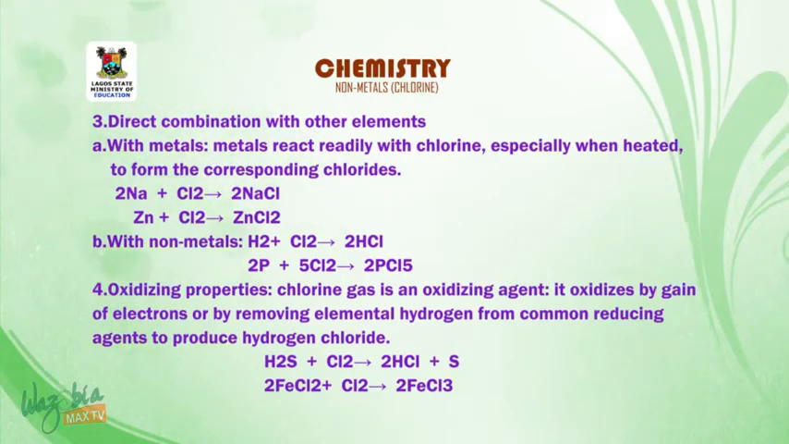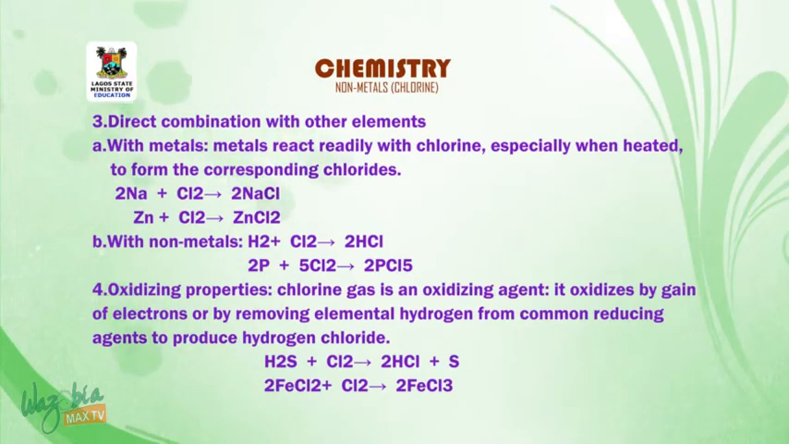B is combination with non-metals. Chlorine combines with hydrogen to give hydrogen chloride, and in the second equation, chlorine combines with phosphorus to give phosphorus pentachloride. Number 4 reaction of chlorine is oxidizing properties.